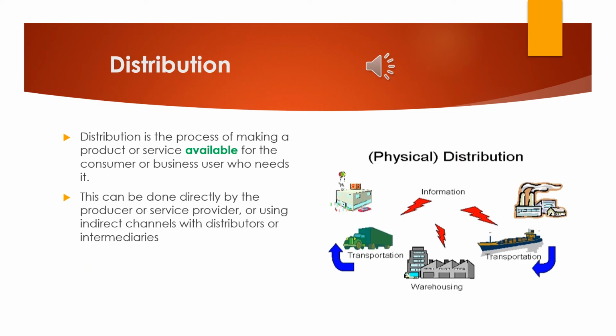After manufacturing, keeping in the warehouse, the next function is to distribute these goods so they will reach to end destination, that is like end customers or end consumers. So what is distribution? Distribution is the process of making a product or service available for consumer or business user who needs it. Like their customer could be end customer or could be intermediaries like businesses, B2B. So these are the different types of distribution we have.